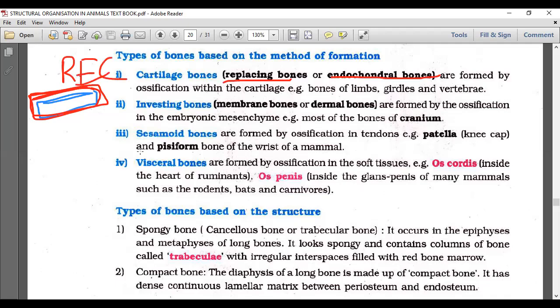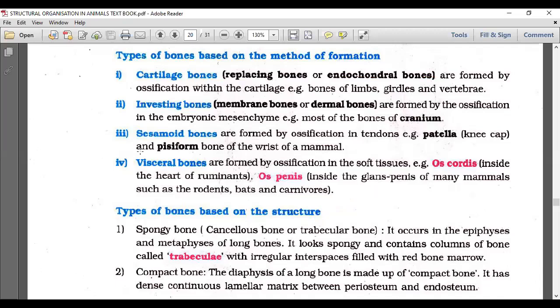The three headings are replacing bone, endochondral bone, or cartilaginous bones. We can say they are replacing. Who is replacing? Cartilage is replaced by bone. That's why we call them replacing bone. Ossification is done on underlying cartilage, that's why we call them cartilaginous bone. Endochondral: the word chondral indicates the presence of cartilage inside. So, endochondral bones.